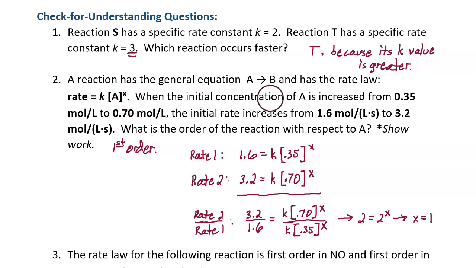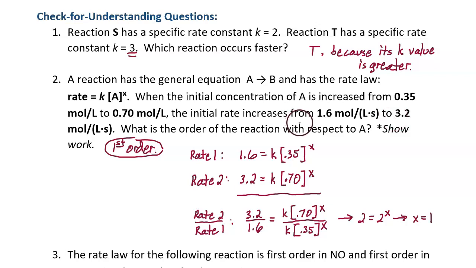When the initial concentration of A is increased from 0.35 to 0.70, the initial rate increases from 1.6 to 3.2. What is the order of the reaction? It is first order. Now there's different ways to do this. Informally, you could figure out its first order by noticing the direct change that happens. When the concentration doubled from 0.35 to 0.70, the rate also doubled from 1.6 to 3.2.